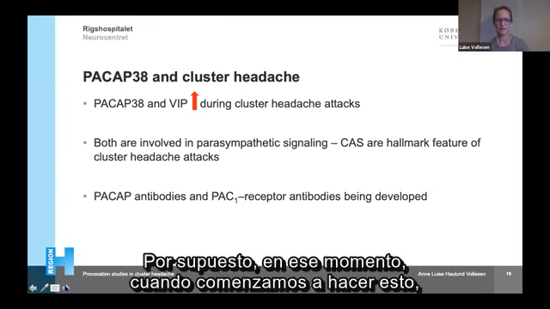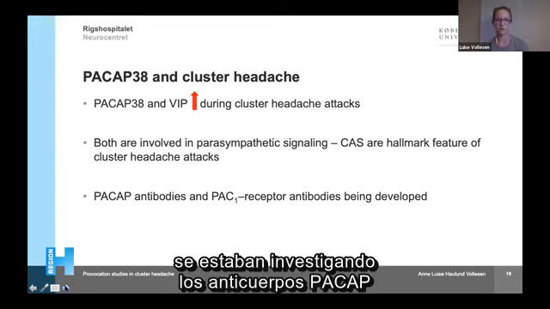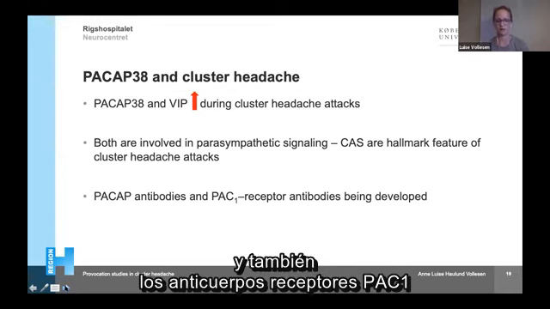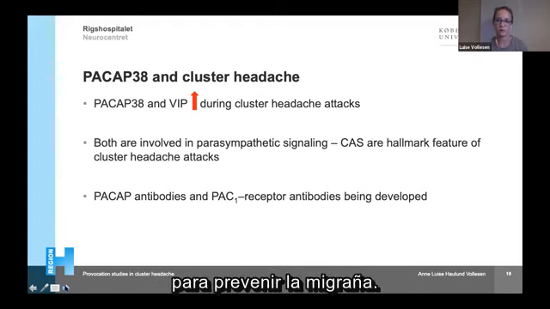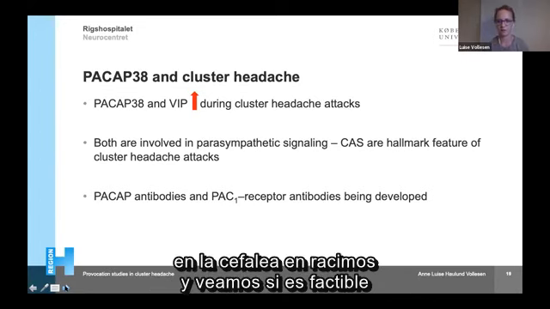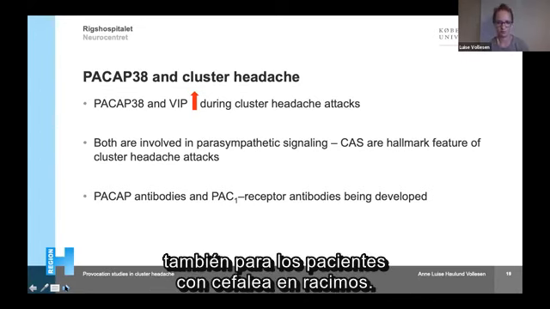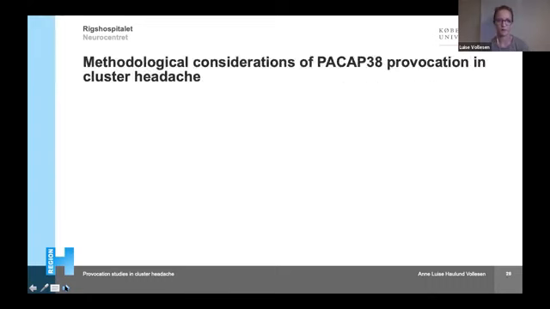And of course, at that time when we started doing this, there were both PACAP antibodies and also at that time still a PAC1 receptor antibody being investigated for migraine prevention. So we again thought, well, let's have a look and see what happens in cluster headache and see if this would be feasible for the cluster headache patients as well.